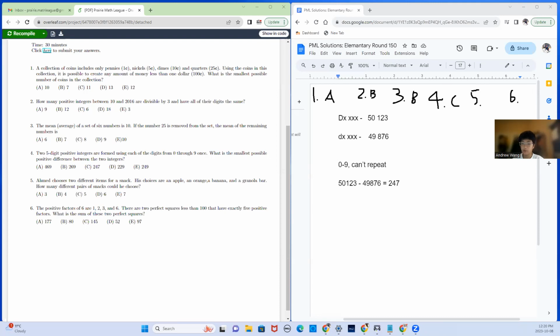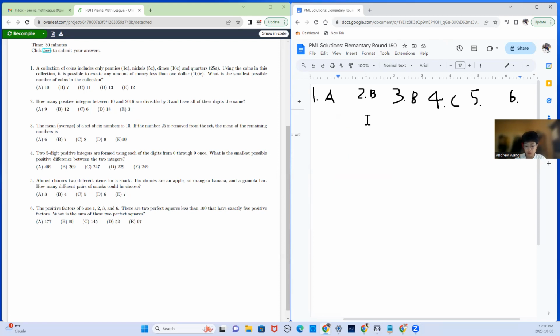Let us put question 5, question 6 there, and we get to it later. Let's go to question 5 now. Ahmed chooses two different items for a snack. His choices are an apple, an orange, a banana, and a granola bar. How many different pairs of snacks could he choose?